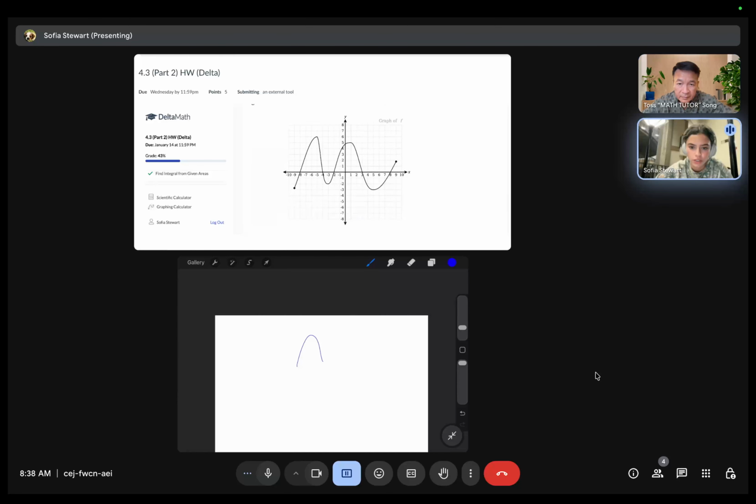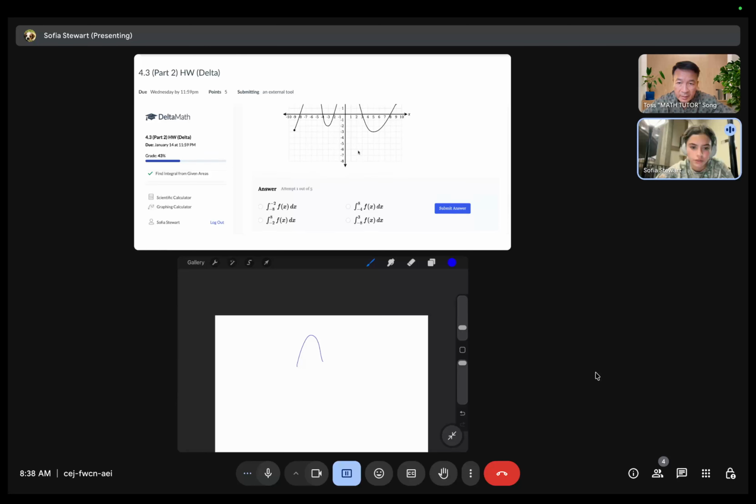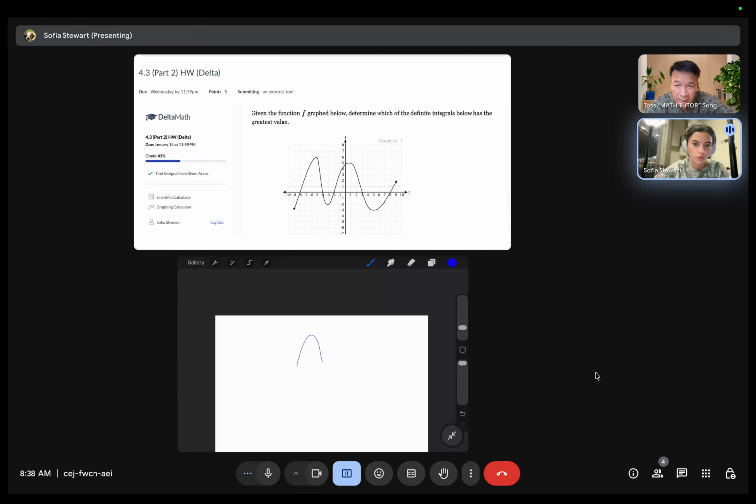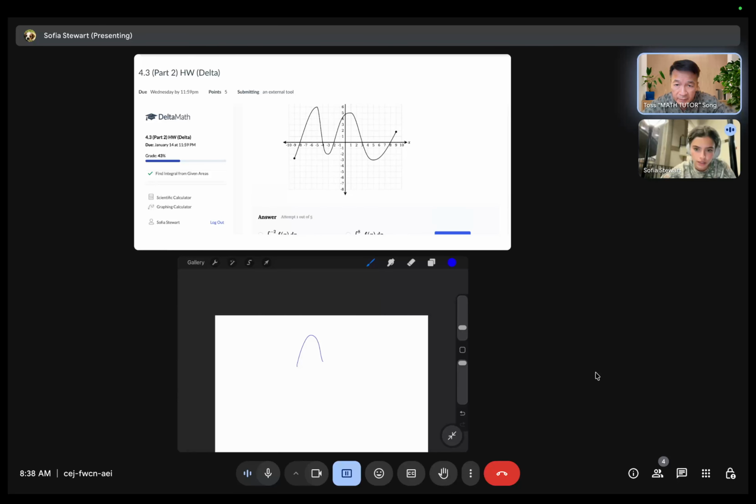They determine which has the greatest value. Okay, so the first one is from -8 to -2. Can I see the instruction again one more time? Yeah, it's just determine which one is the greater value. Oh, I see. Which one is greater value?